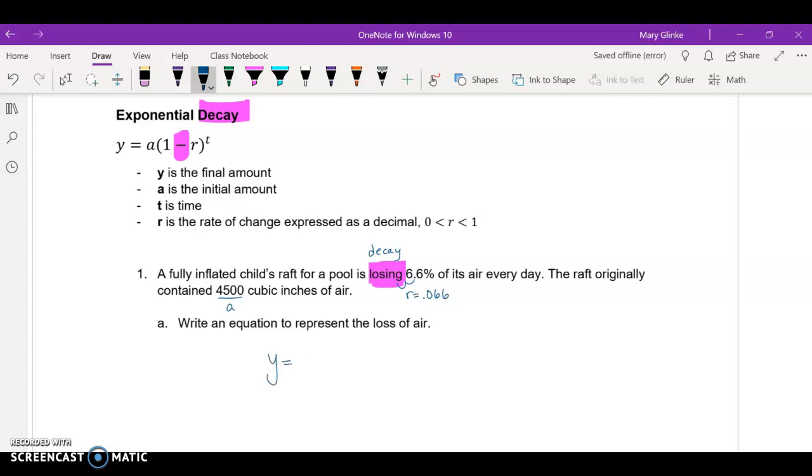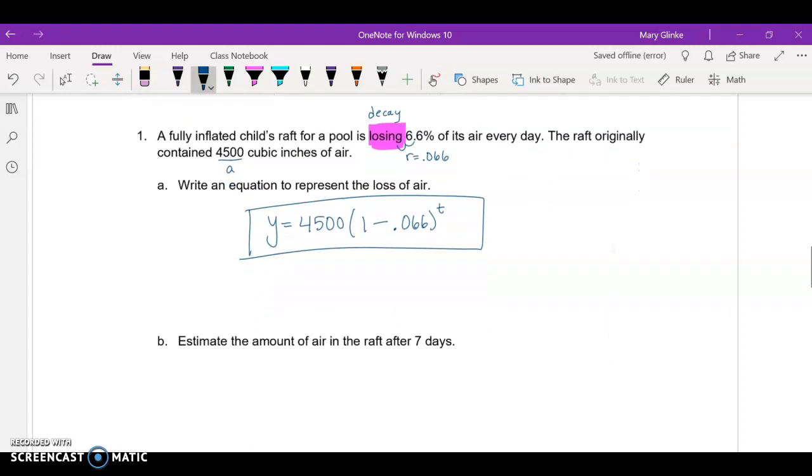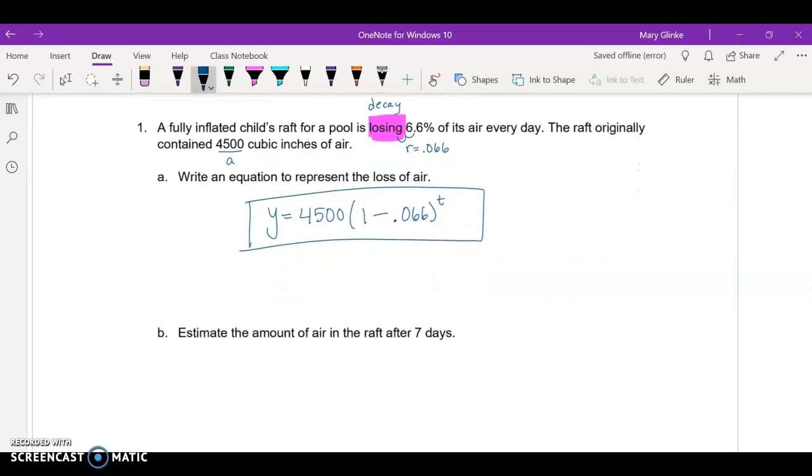So we don't know what we're ending with. We know we started with 4,500. We know this is decreasing, so it's 1 minus the rate, which is 0.066 to the t. And so now what we're going to do is we're going to take this equation and use this to find after 7 days the amount that we would have. So it's 4,500, 1 minus 0.066. 7 is our time, so it's our exponent.